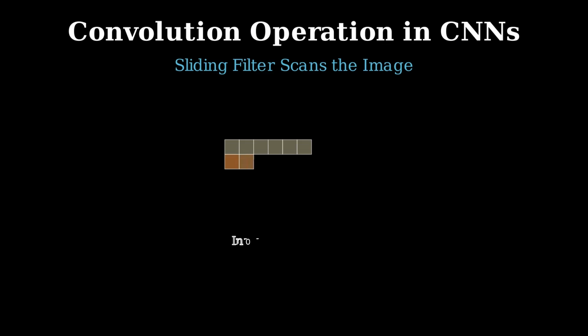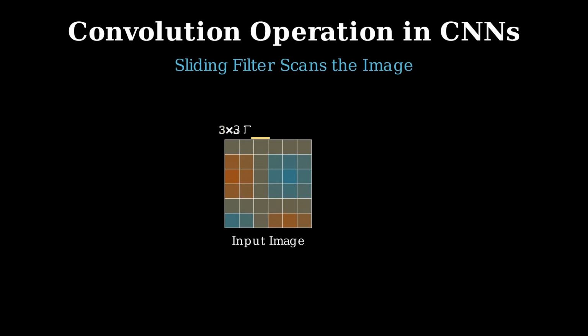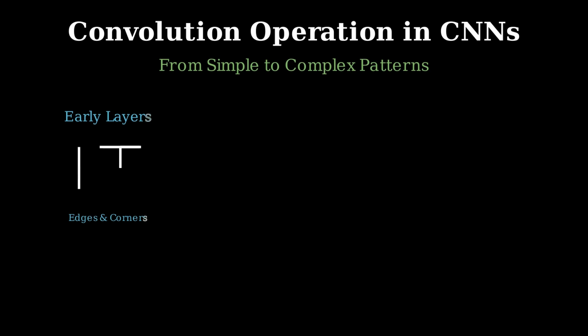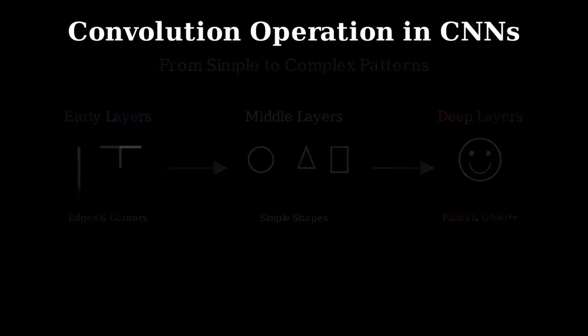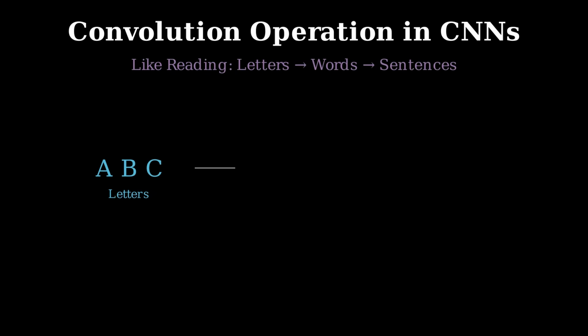Instead of looking at the entire image all at once, the network slides a small filter across the image, scanning it piece by piece and detecting patterns like edges, shapes, and textures. In the early layers, the network picks up simple patterns like edges and corners. In the deeper layers, it starts combining those simple patterns into more complex ones, like eyes, ears, and eventually entire faces. It's like going from recognizing individual letters, to words, to full sentences.